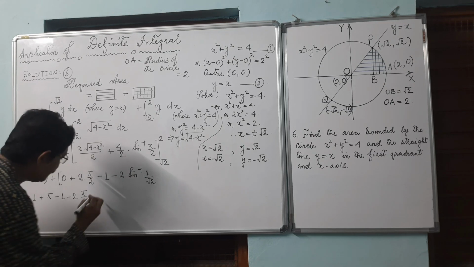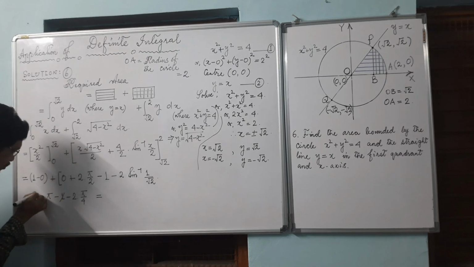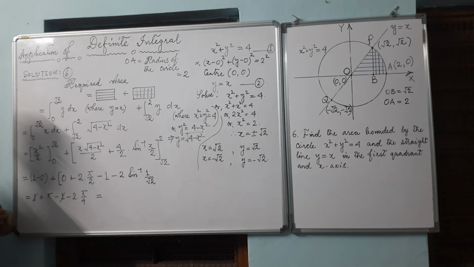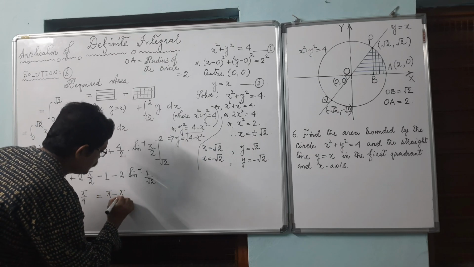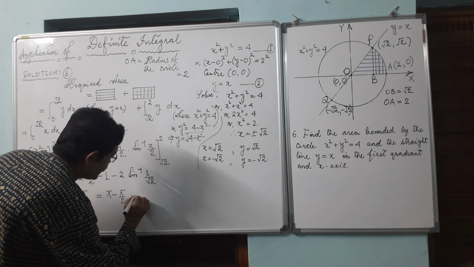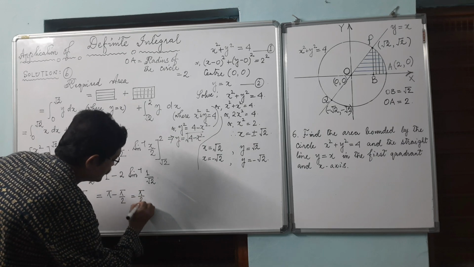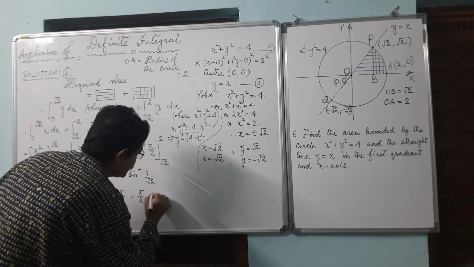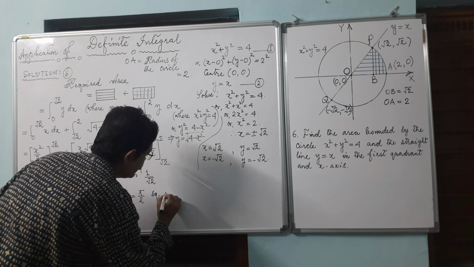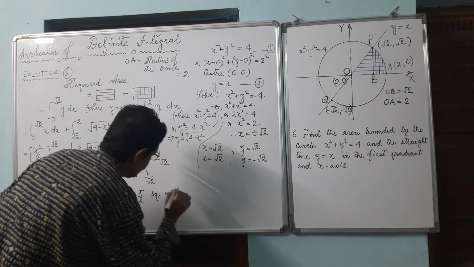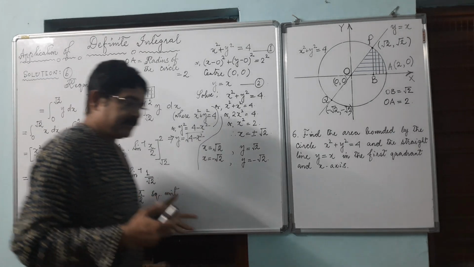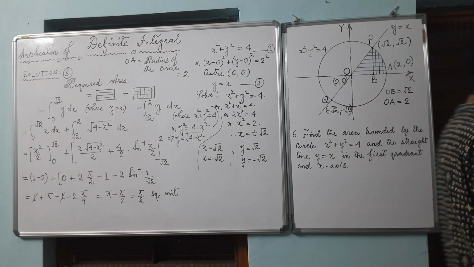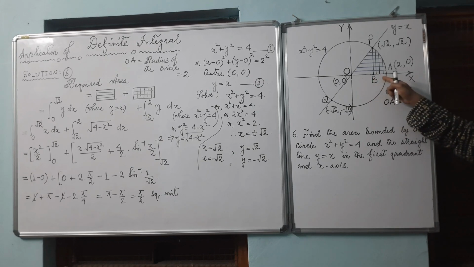So if we simplify here, we get these two are the same but opposite in sign, so they cancel each other. That is pi minus pi by 2, and finally we get the result as pi by 2. Since this is an area, it should have some unit, denoted as pi by 2 square unit. So finally we get the area of the portion in our figure, the shaded region.